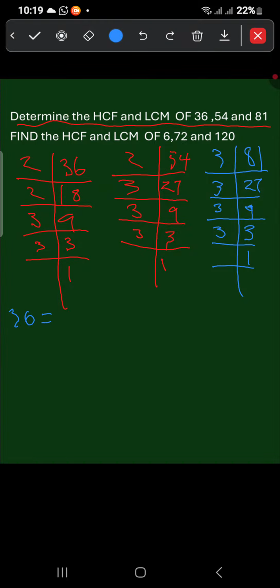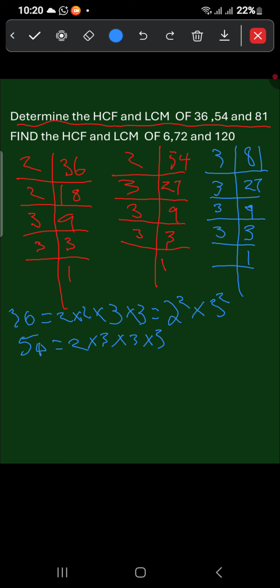So now 36 can be written as 2 times 2 times 3 times 3, which is the same as 2 to the power 2 times 3 to the power 2. Now 54 can be written as 2 times 3 times 3 times 3, which is the same as 2 times 3 to the power 3. 81 is the same as 3 times 3 times 3 times 3, which is the same as 3 to the power 4.